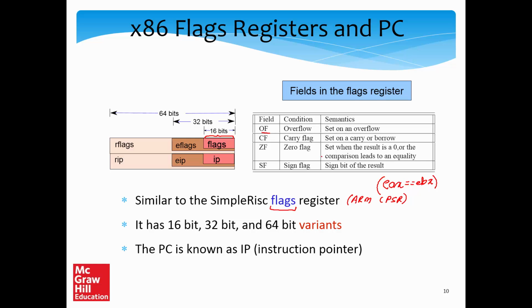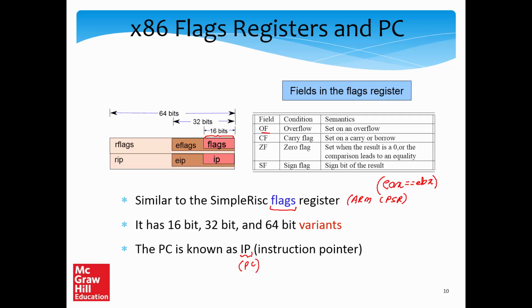And then the flags can be used by a later instruction, such as a branch, to base its decision on what exactly this register contains. So this also has 16, 32 and 64-bit variants. Similarly, the PC, the program counter, is known as IP or the instruction pointer in x86. This is exactly what the PC is.